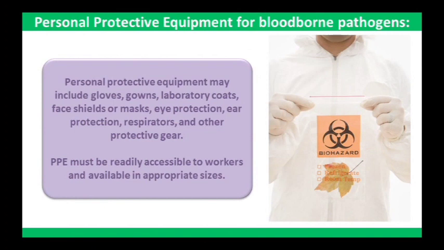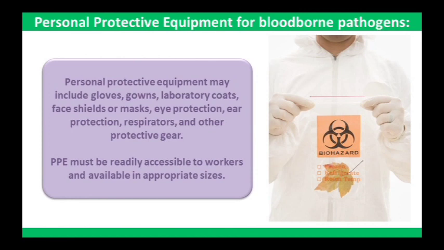Personal protective equipment may include gloves, gowns, laboratory coats, face shields or masks, eye protection, ear protection, respirators, and other protective gear. The PPE selected must be appropriate for the task. This means the level and type of protection must fit the expected exposure.